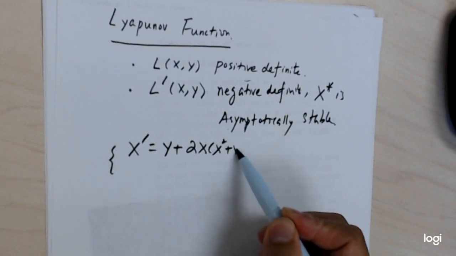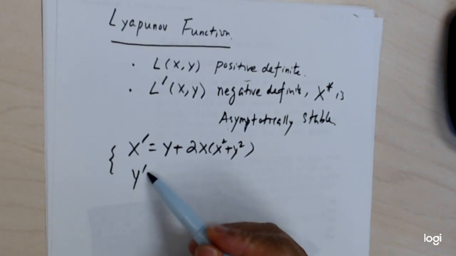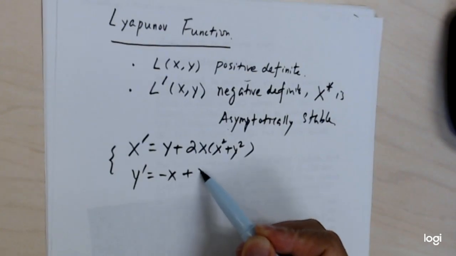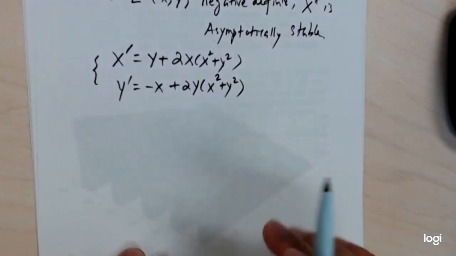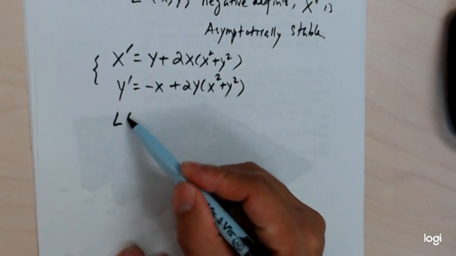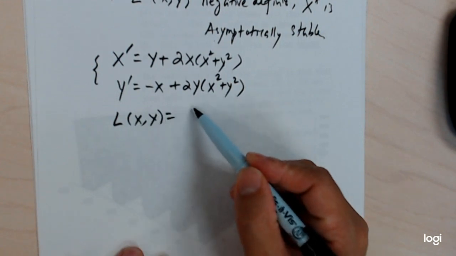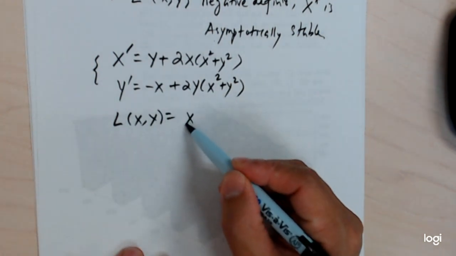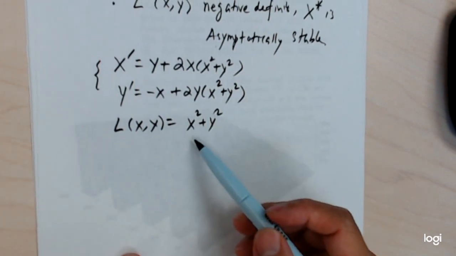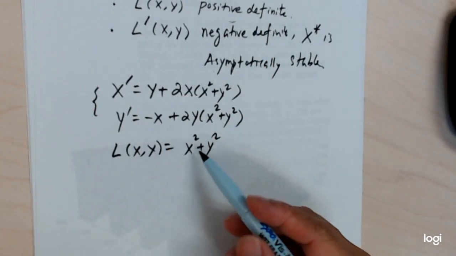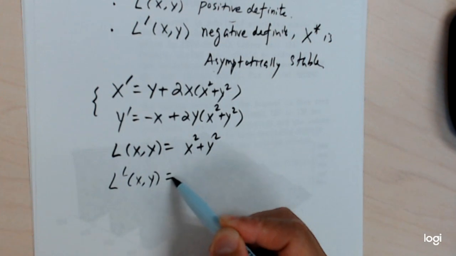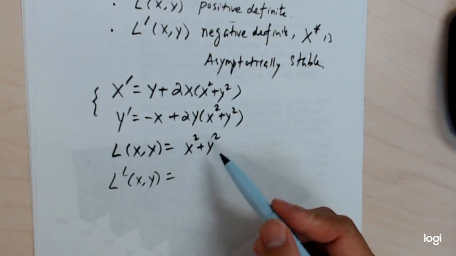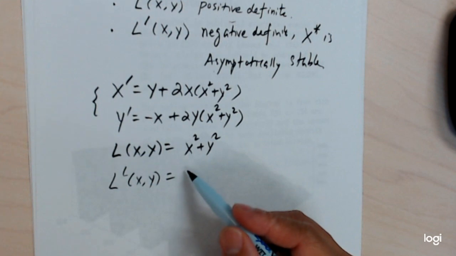So I'm trying to recall that example that we wrote last time. And the function we used was x squared plus y squared. Clearly it is positive, except at 0, 0. When you do L prime along the solution curve, of course, okay, along the solution curve, we end up with, well, we do the chain rule.